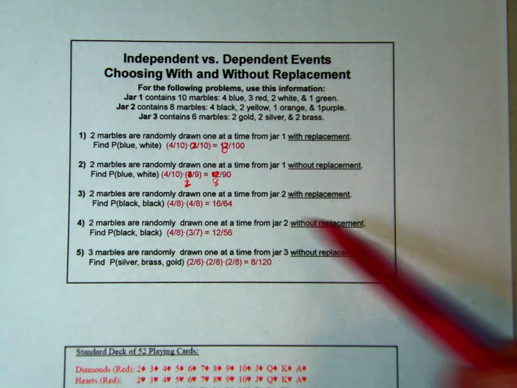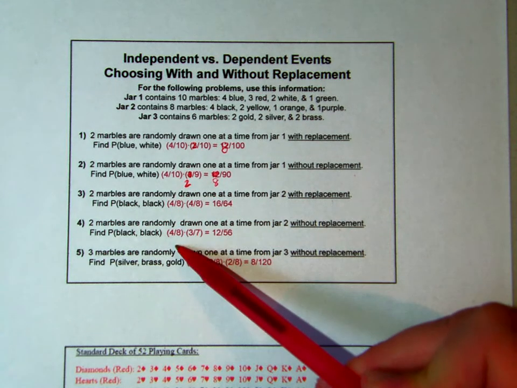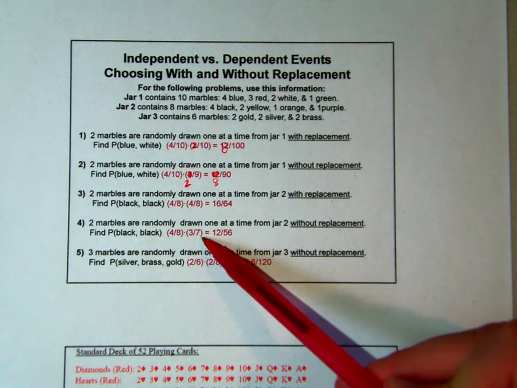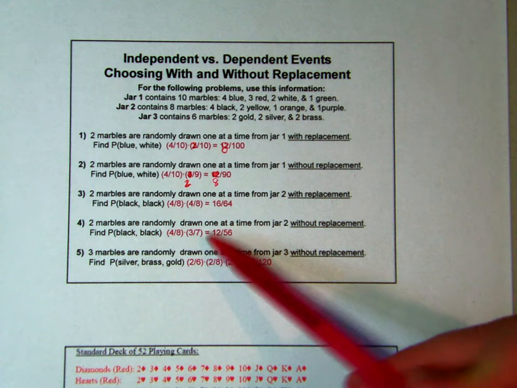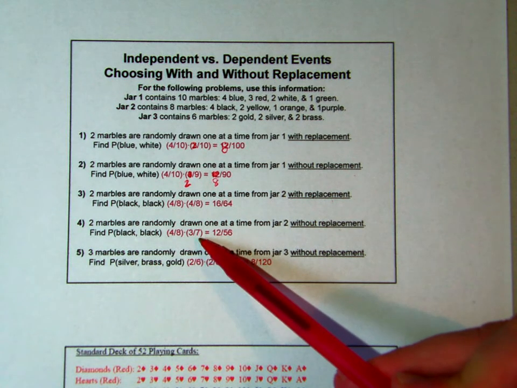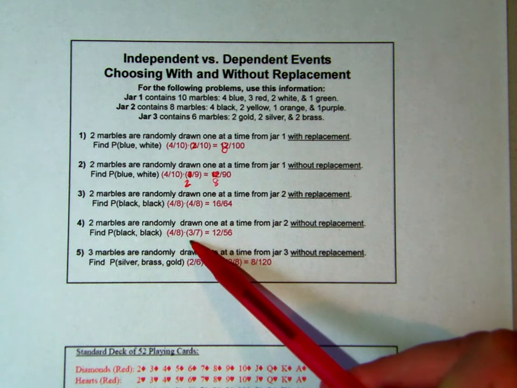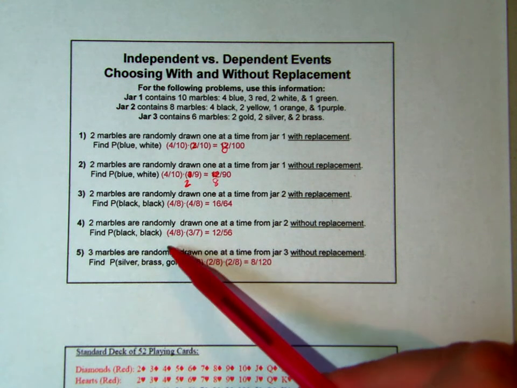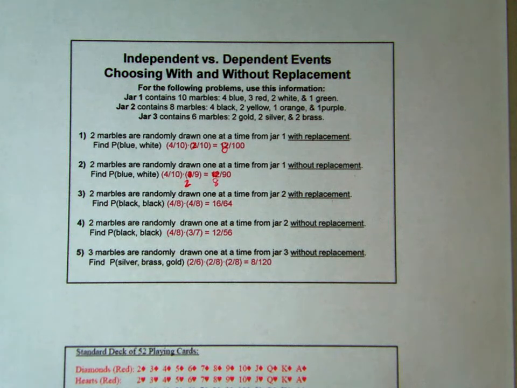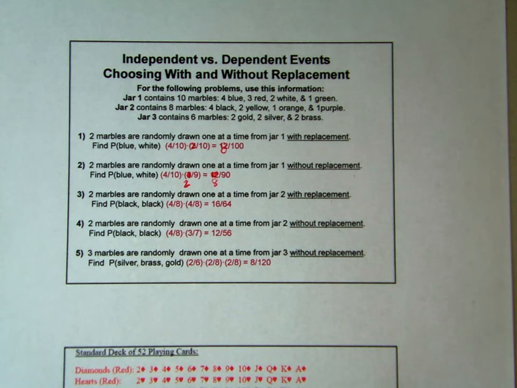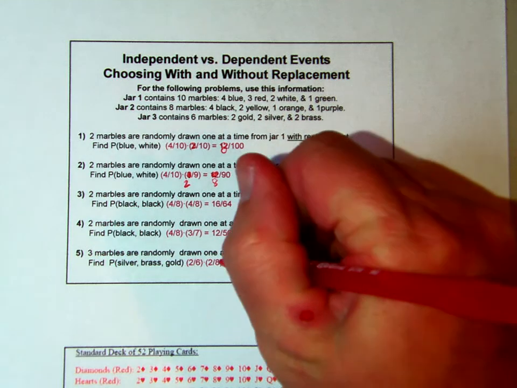Okay, without replacement, the first fraction is the same. But now for the second fraction, there's 1 less marble to choose from, so the bottom of the fraction is 7. And there's also 1 less black to choose from. So it's a 4 out of 8 times a 3 out of 7, or a 12 out of 56 chance of getting black, black without replacement. And it looks like we have some typos here on the last one as well.